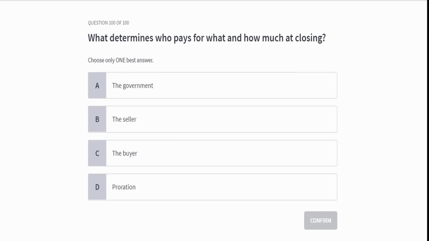All right. So question 100, what determines who pays for what and how much at closing? It gives us 4 options. A, the government, B, the seller, C, the buyer, or D, proration. So go ahead and come up with your answer on this one.